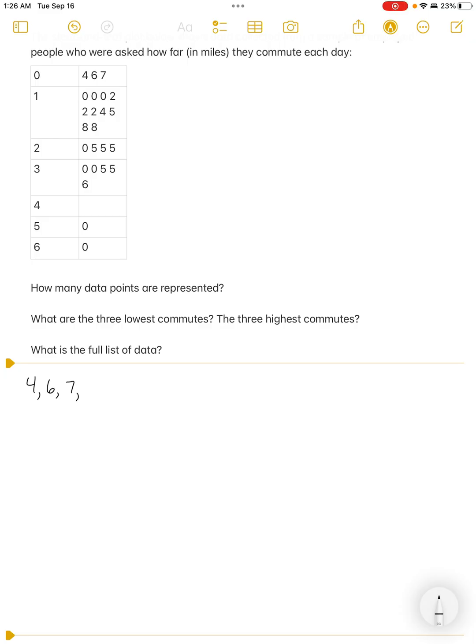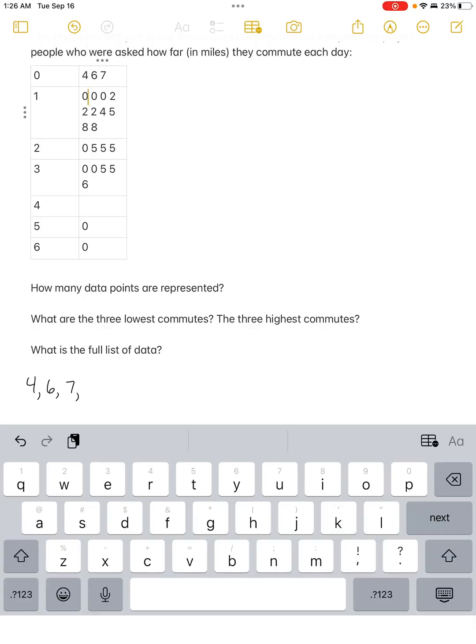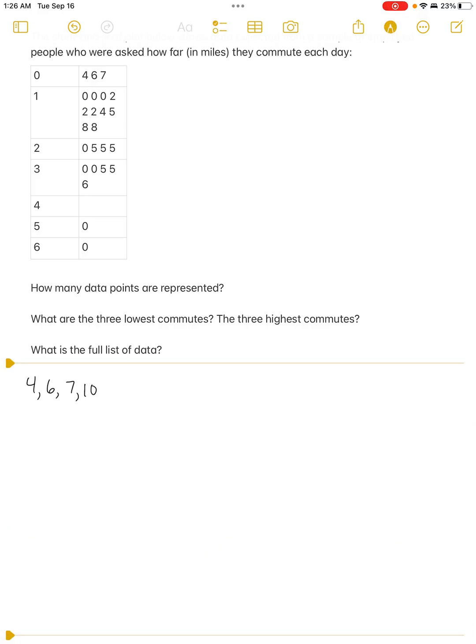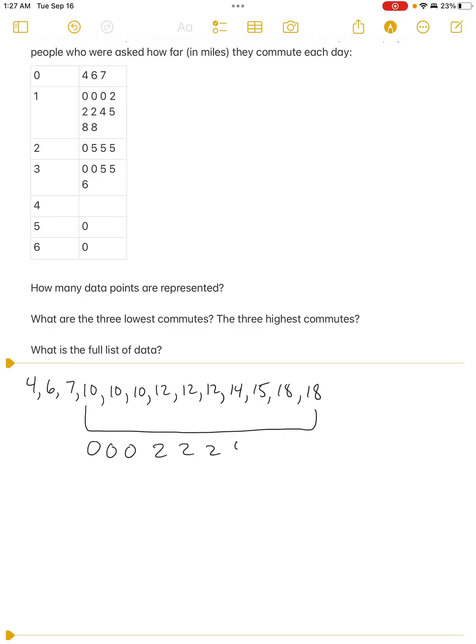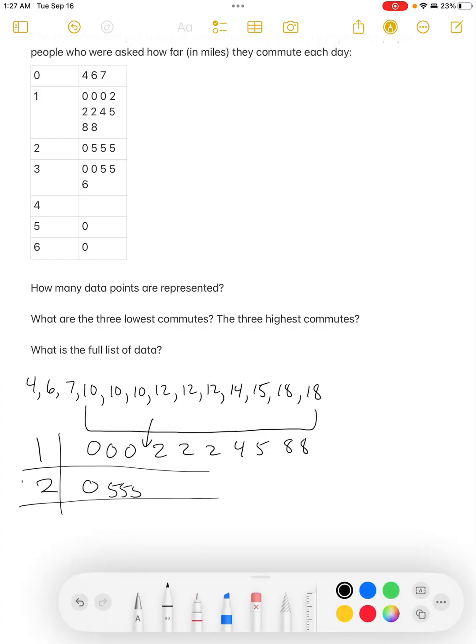Then somebody drives only 6 miles to work. Somebody commutes only 7 miles. Okay, so the next one is a 0, but nobody commuted 0 miles. Remember, the 0 here is in the 1 area, so that's the value of 10. Then there's another 10, then another 10. Then there's a 12, a 12, a 12, a 14, a 15, an 18, and an 18. So all of these are the 0, 0, 0, 2, 2, 2, 4, 5, 8, 8 in the 1 area, right? If I break that out, there's a 1 area, and a 2 area below it with 0, 5, 5, 5. These are represented right there.